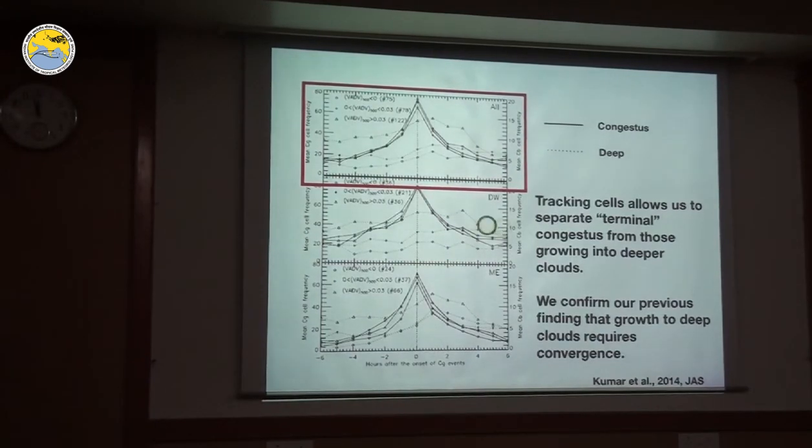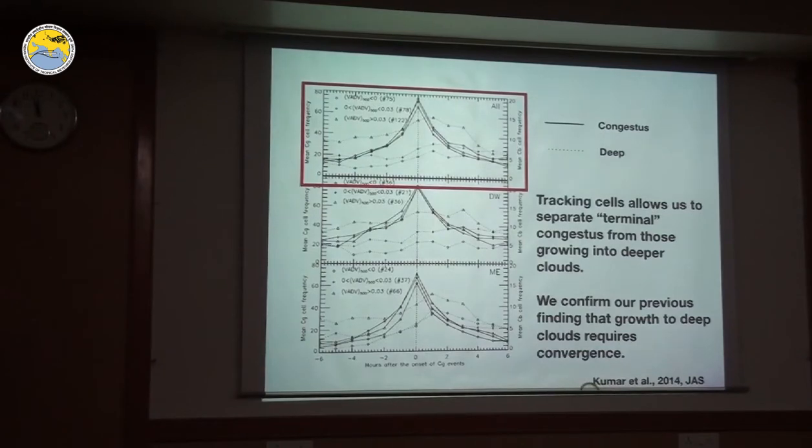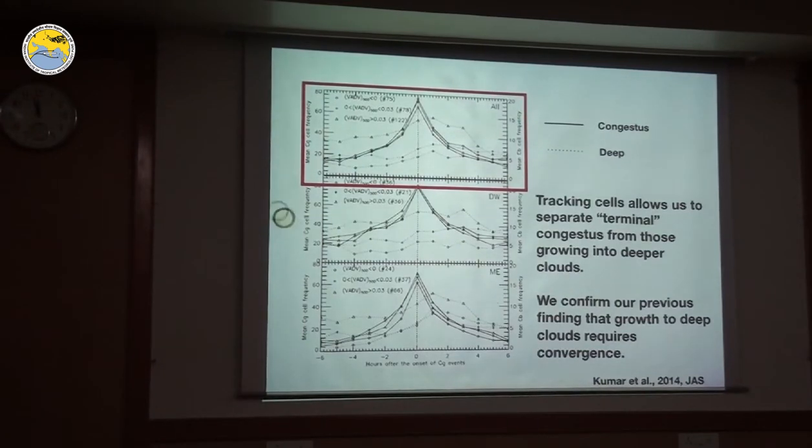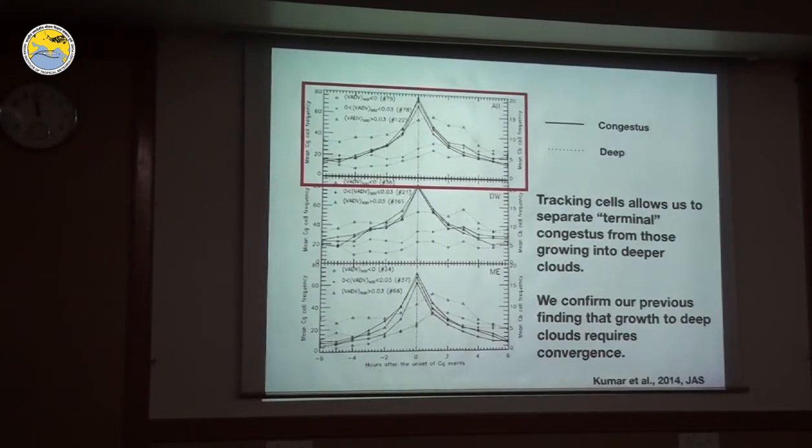And then what we find here is, well, this is a complicated plot to explain. I'll just give you the upshot. We see the congestus clouds. These are the clouds that never grow deep, right? So these are clouds that always stay congestus. And the dashed lines are the deep clouds. And then what we sort them by here is by convergence into the region.